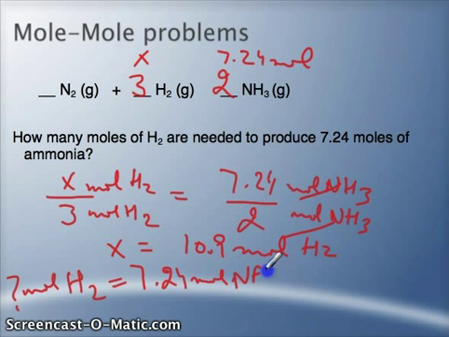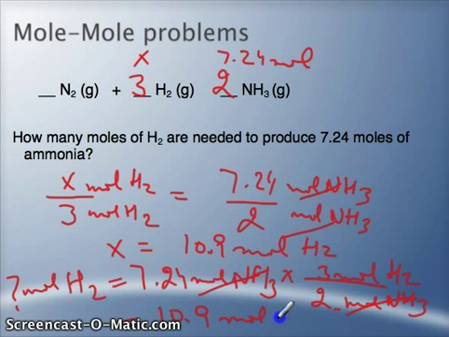So here is ammonia. Now, based on the balanced chemical equation, for every 2 moles of ammonia, I need 3 moles of H2. So if this is in the numerator, I need moles of ammonia in the denominator, so I can cancel it out. So for every 2 moles of ammonia, I need 3 moles of H2. Moles of ammonia cancel. 7.24 times 3 divided by 2, again, I would get 10.9 moles of H2. Either way is correct. The dimensional analysis obviously is a better technique.